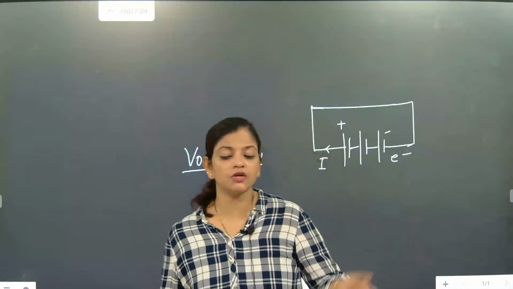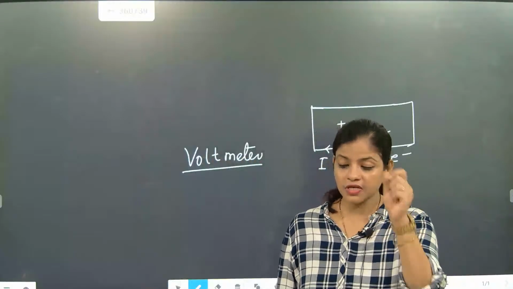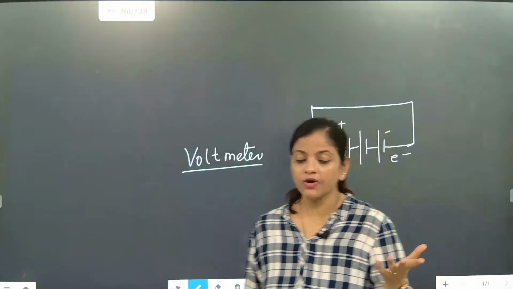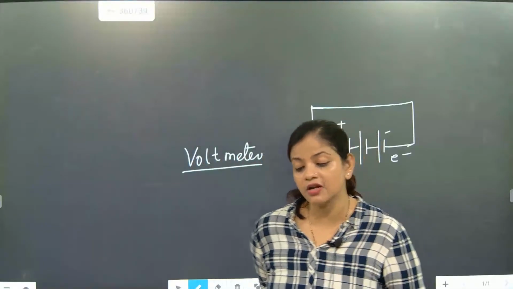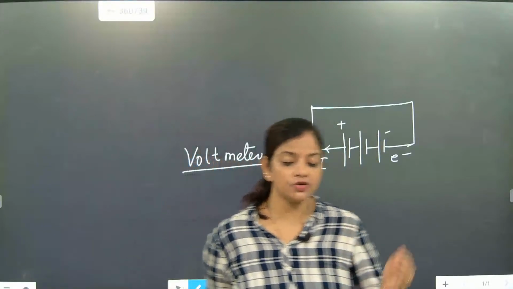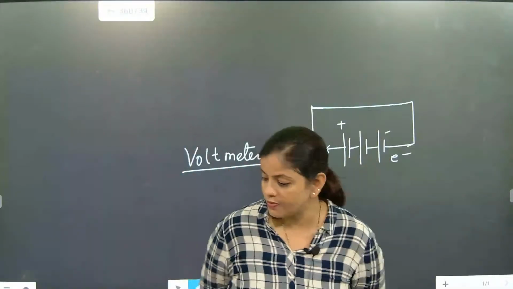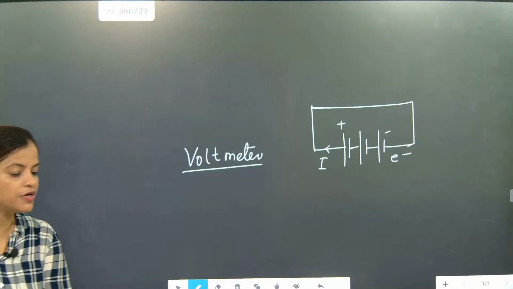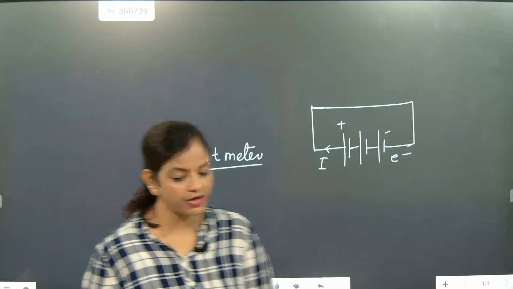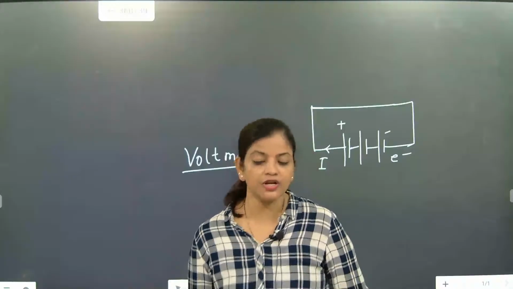But actually, the conducting current, the current which is responsible for lighting a bulb or running electrical appliances, the direction of flow is from the negative terminal towards the positive terminal. I hope everybody understood this one. Did you understand this point? It is from the negative terminal towards the positive terminal.